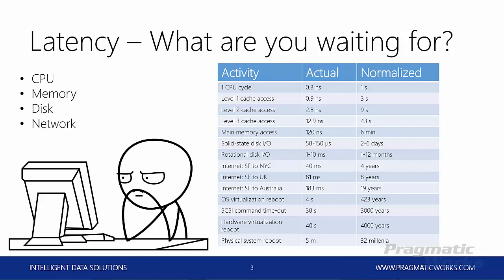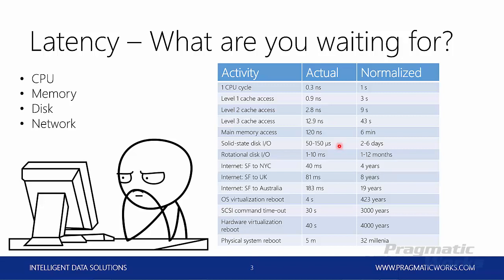So for example, our average CPU cycle is about 0.3 nanoseconds. Our level 1 cache access is less than 1 nanosecond, and there's 3 levels, level 1, level 2, and level 3. Level 2 is 2.8 nanoseconds. Level 3 is 12.9 nanoseconds. Our main memory access, when we access actual physical data in memory, is 120 nanoseconds.